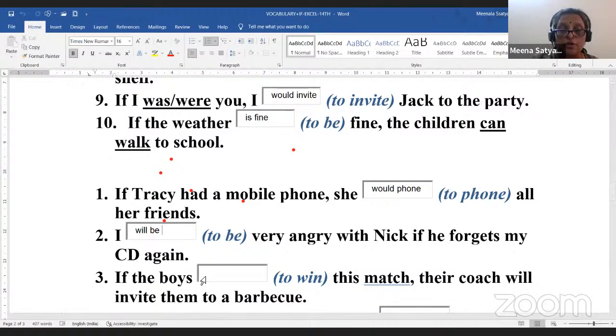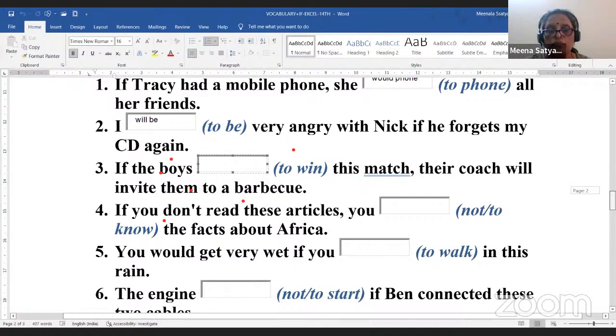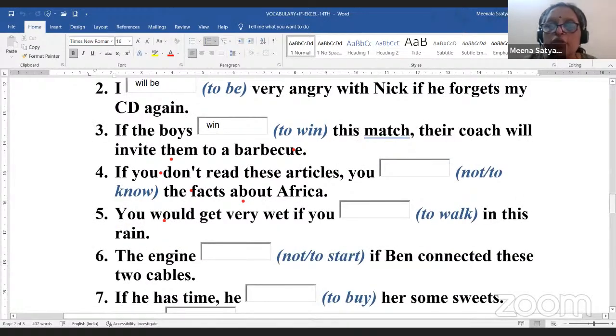If the boys win this match, now they have combined. Previously, you had present and future. You had past and the future. Now they have combined both. I will be very angry with Nick if he forgets my CD again. If the boys win this match, their coach will invite them to a barbecue. If you don't read these articles, you will not know the facts about Africa. You would get very wet if you walked in this rain.